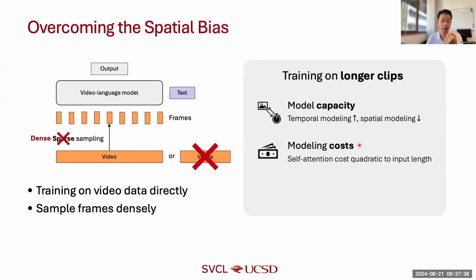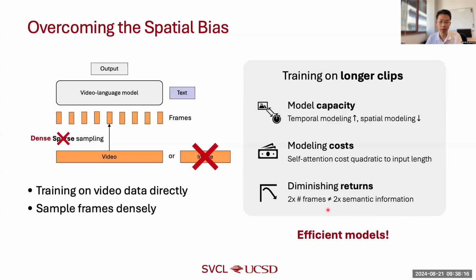Second, the modeling cost for longer clips is, of course, higher, and this is especially true for transformer-based models, where the self-attention cost grows quadratically with the length of the input. And finally, there's a diminishing returns effect in sampling frames more densely, because as you sample the frames twice as frequently, it does not give you 2 times the amount of semantic information, because video is inherently kind of a low pass signal.